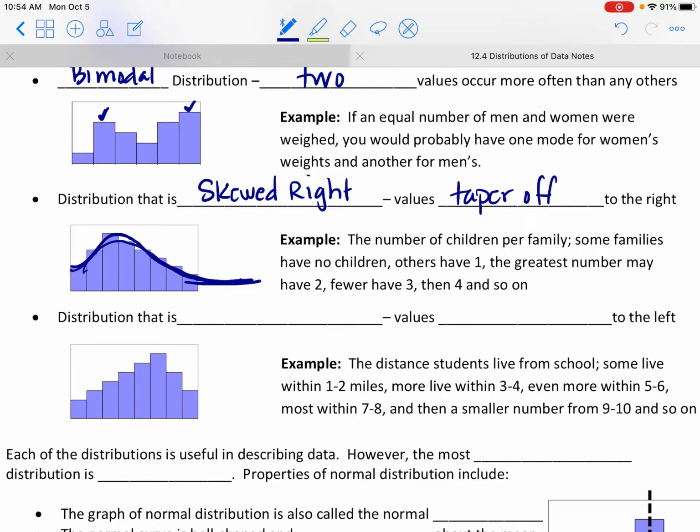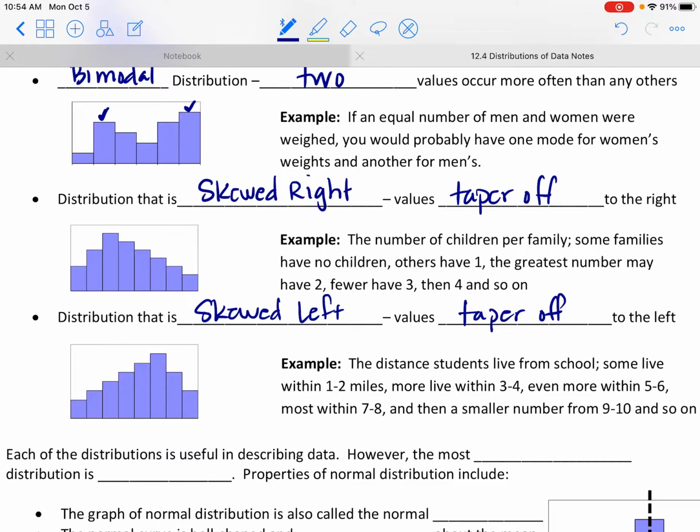And when it's skewed to the left, the other thing happens. You have an increase this way, but then it tapers off as we go to the left. So let me just get rid of this ugliness I put on my bar graph here. So this is going to be skewed to the left. And when it's skewed left, that means the values taper off as you go to the left.